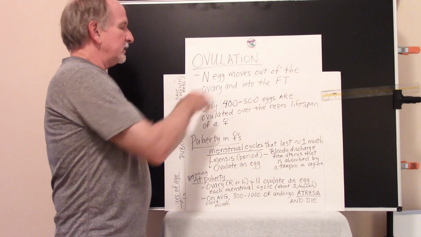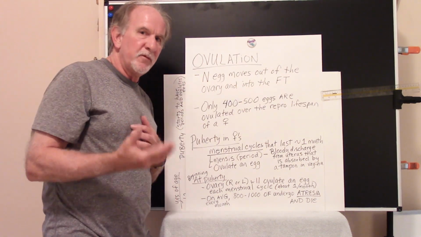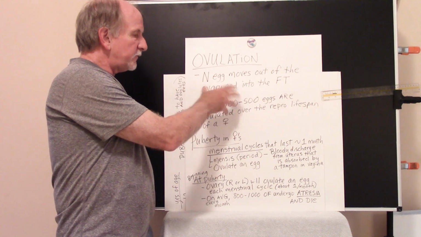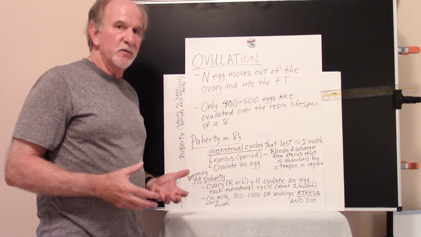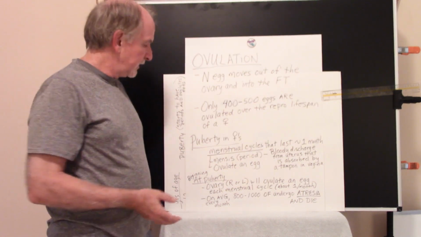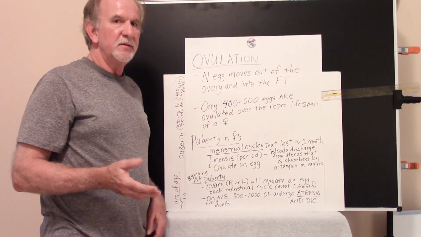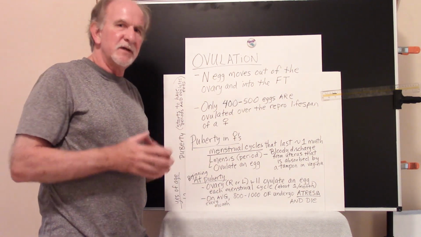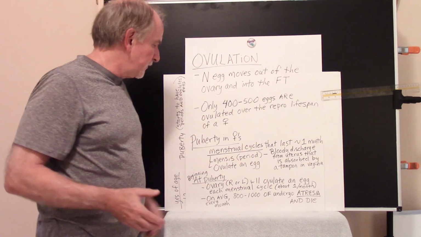So it turns out that across the reproductive lifespan of a female, which is about 40 years, only 450 eggs are ovulated from ovarian follicles that then travel into the fallopian tube. So by the time a female reaches puberty, that's going to be, again, somewhere between the ages of 10 to 12 when kids are in middle school.